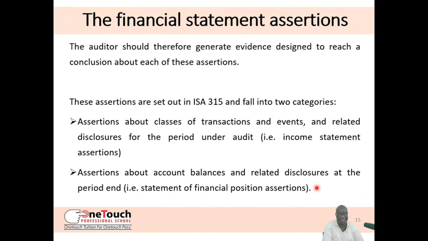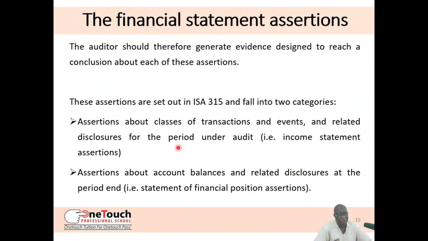Now, financial statement assertions. The auditor should therefore generate evidence designed to reach a conclusion about each of these assertions. What they are saying is that for each financial statement, we have assertions. These assertions are set out in ISA 315 and fall into two categories: assertions about classes of transactions and events and related disclosures for the period under audit, and then assertions about account balances and related disclosures.